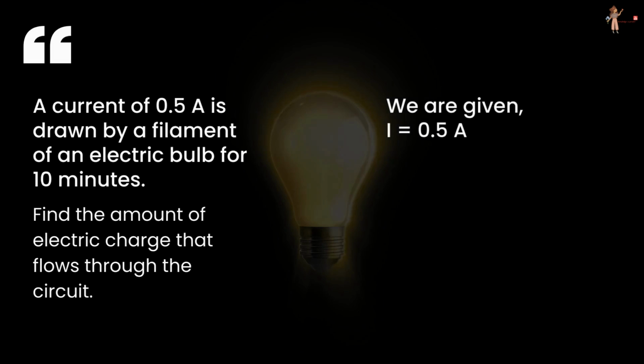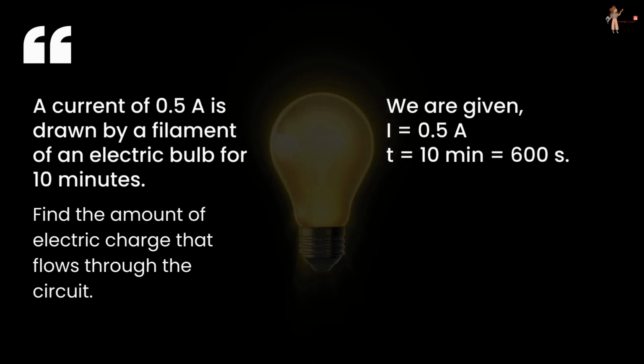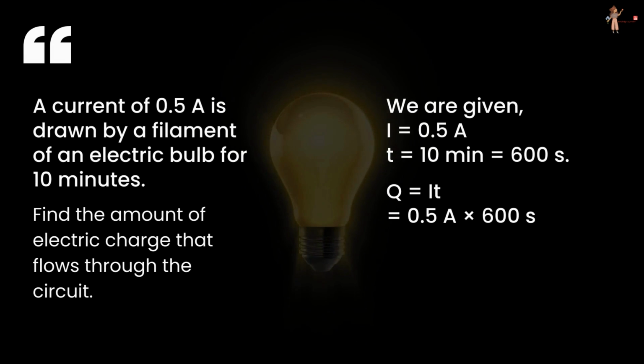We are given current as 0.5 amperes. That means I is 0.5 amperes. T is 10 minutes, which is 600 seconds. We have Q equal to I T. So, current is 0.5, time is 600, charge would be 0.5 into 600, which gives us 300 coulomb. Pretty easy, right? Now let's go through some more questions.